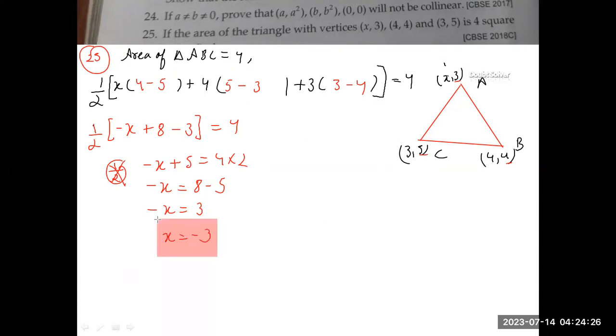So this was what was asked. We found out the value for x.